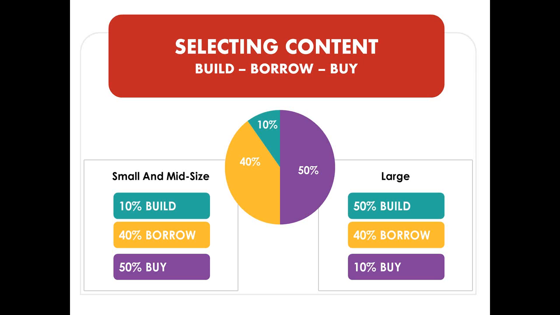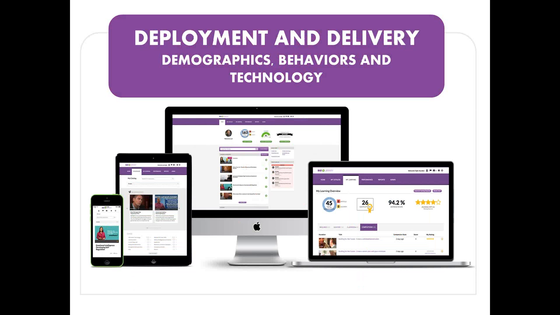For large organizations with big, complex learning and training departments with lots of instructional designers and developers, you can probably build more of your content, borrow about the same, but buy about 10%. So this is just a rule of thumb. In our experience, this tends to work. And for large organizations, we're talking about 2,500 to 3,000 employees or more. That's fairly typical. Not uniform by any stretch of the imagination, but more uniform more often than not.